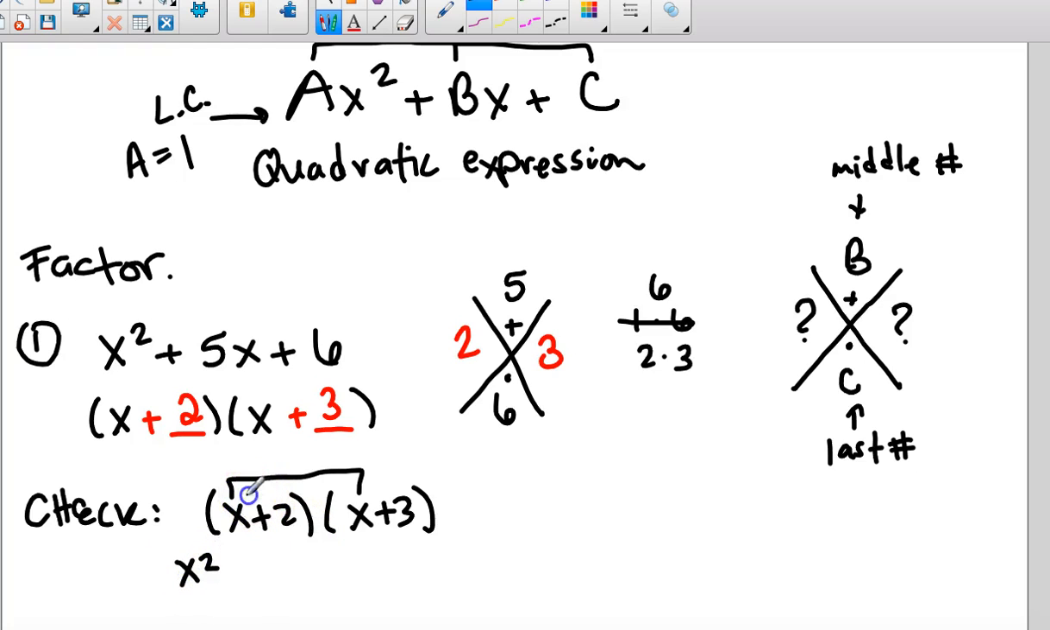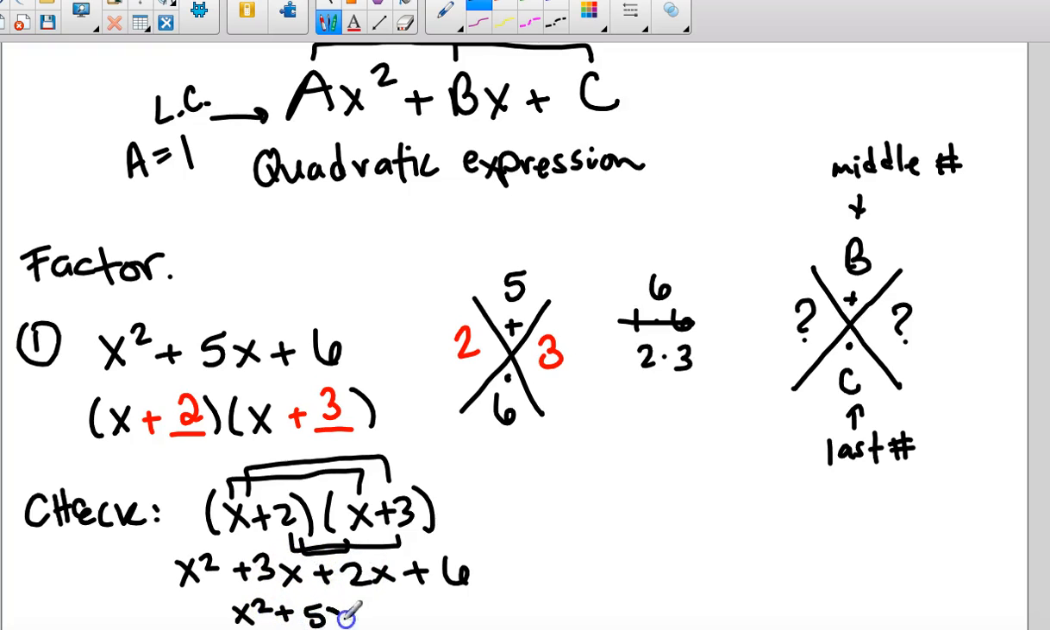X times x is x to the second. 3 times x is 3x. Let's go inside. So that's 2 times x, and then paper girl goes to the 3. 2 times 3 is 6. So therefore, this now becomes x to the second, like terms, 3 and 2 to come together. And check that out. This expression is equal to the one I started with. So check, yes, we got it. And it always works if you have the x factor visual, if this is all satisfied.